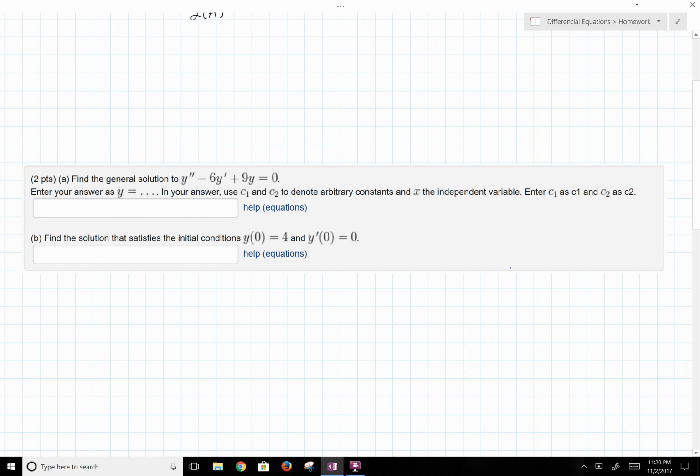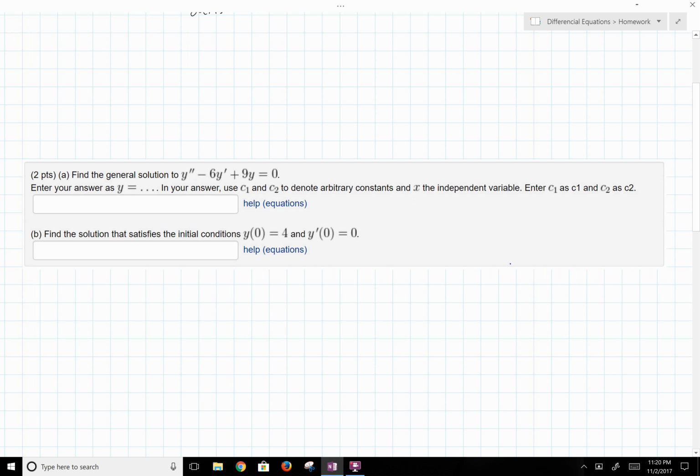So the first problem we're going to go over is find the general solution for y double prime minus 6y prime plus 9y equals 0. And then it also has an initial condition of y(0) equals 4 and y prime(0) equals 0. So we're going to be solving for those two things.